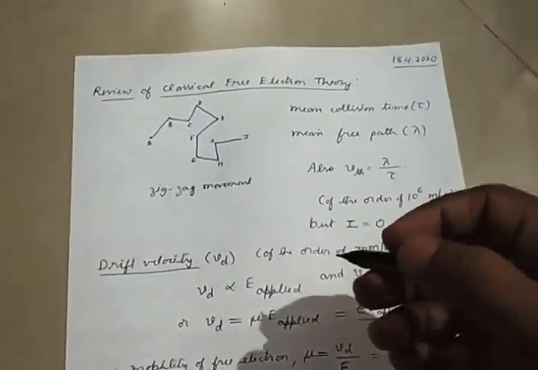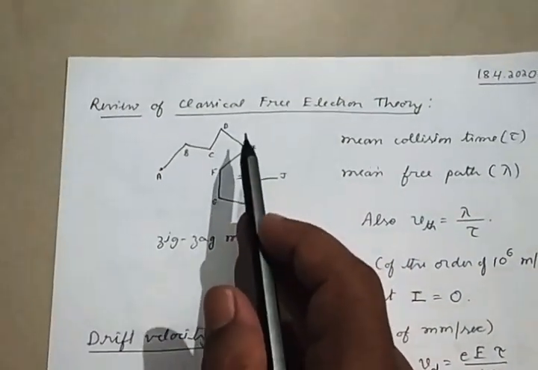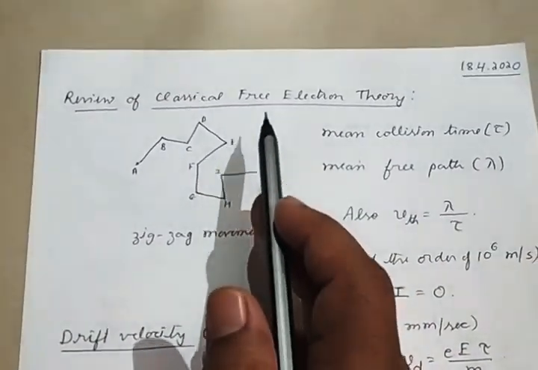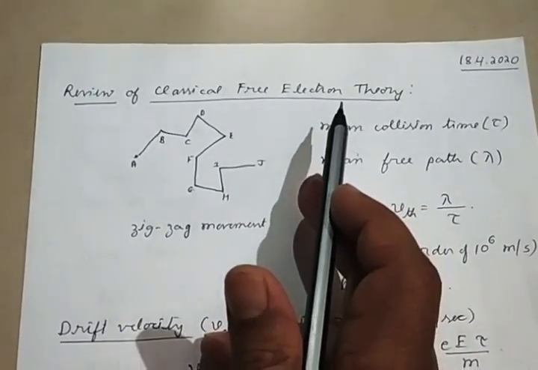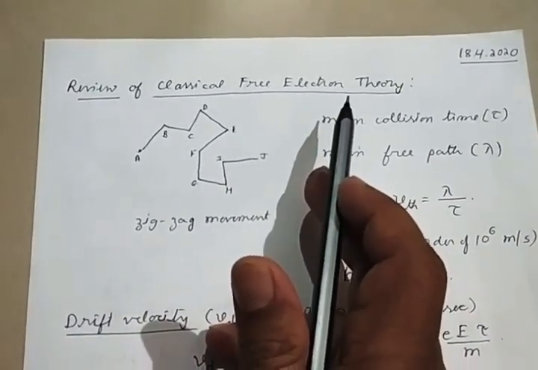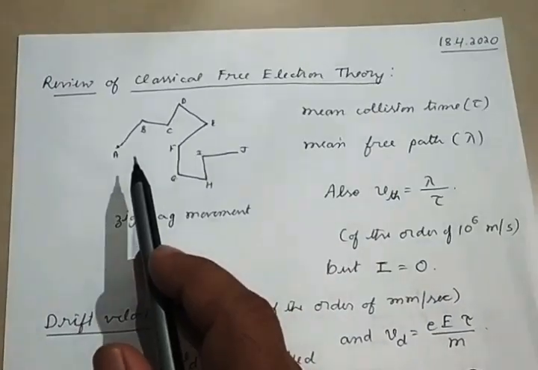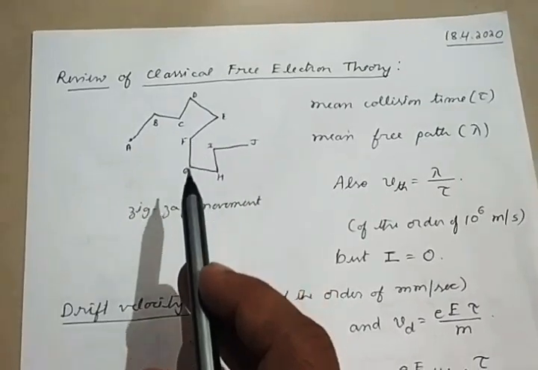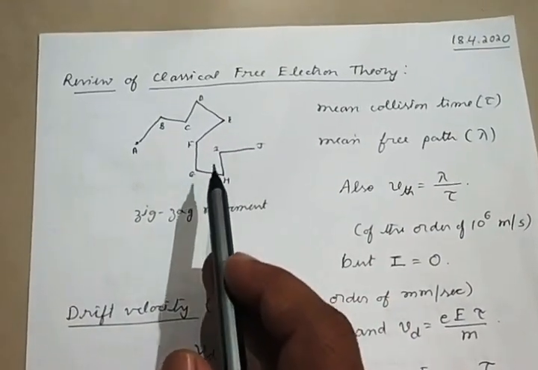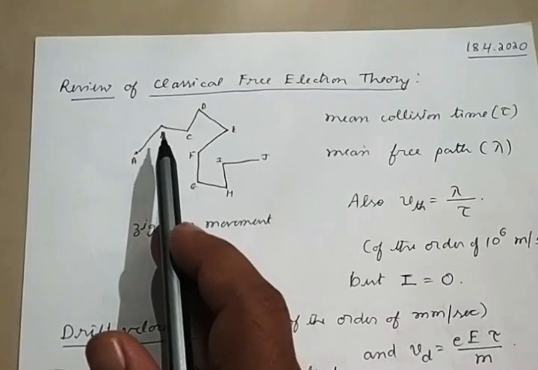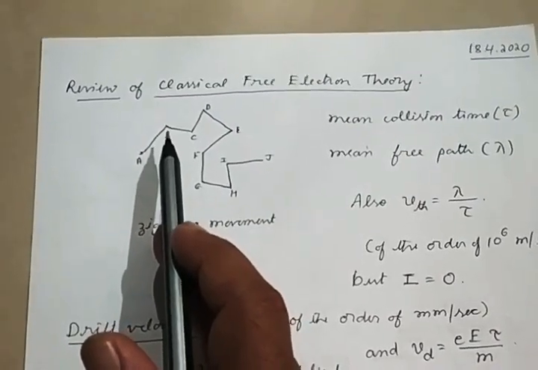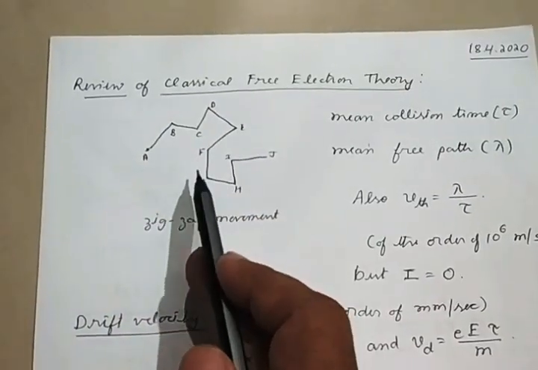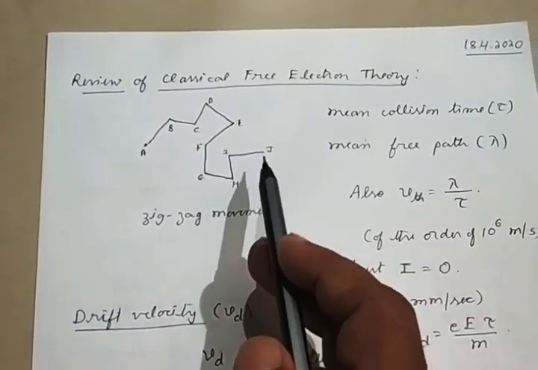Now I am going to talk about the continuation of the discussion of the classical free electron theory. Last time we saw that in the classical free electron theory it is assumed that the free electrons are responsible for the conductivity. The free electrons will be moving in the lattice of the metal in a random zigzag movement, like shown here. It is going from point A to point B, but because of collisions it changes its path. So like this it will go on changing its path, and therefore it will have a very zigzag movement.